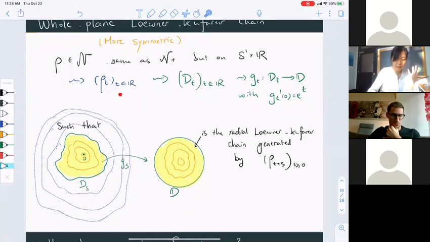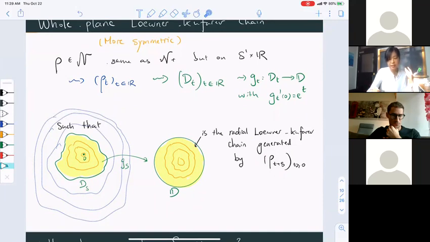And such that this is a family of g_t and D_t, such that if you just look at one interface here, like D_t, I map the inside of D_t to the unit disk. These inside curves are mapped to some inside curves of the unit disk. And this family of shrinking simply connected domains is the radial Loewner-Kufarev chain driven by the measure starting from rho, s.